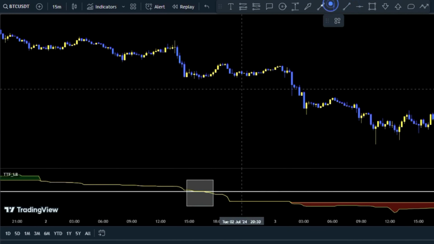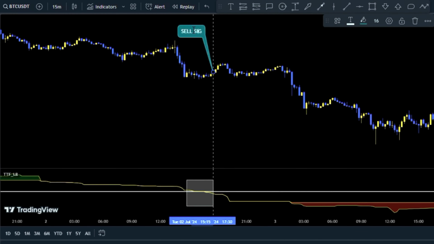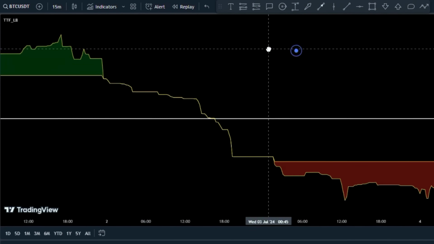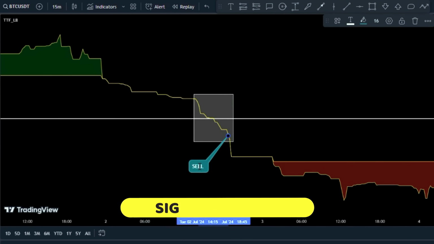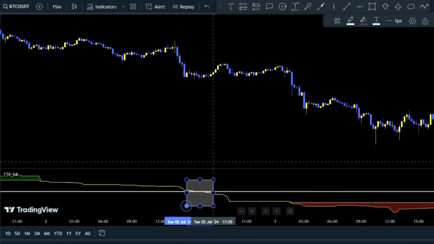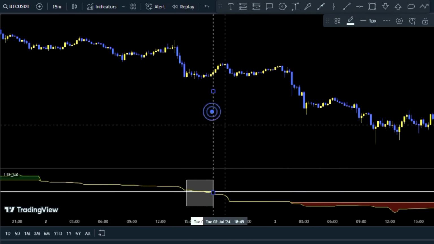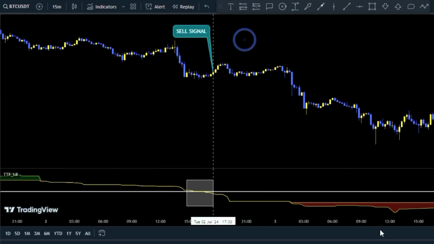So, to better grasp how the trend trigger factor indicator works, let's examine a couple of examples together. In the first example, we can see that the TTF line has crossed the zero level downward. If we draw a vertical line at the crossover point, we can easily identify the corresponding signal candle on the chart, indicating the ideal entry point for a sell order.